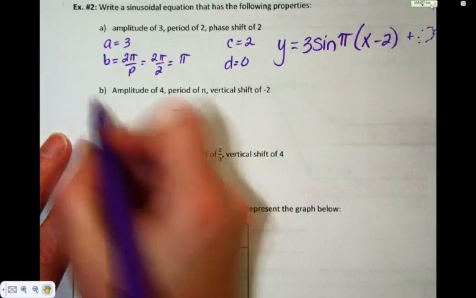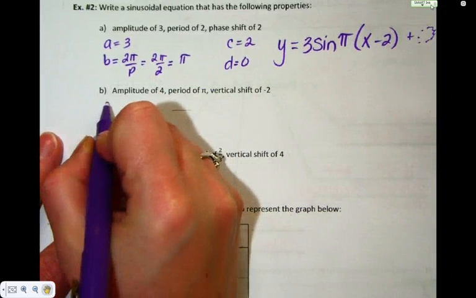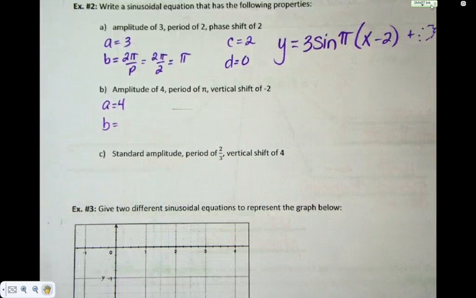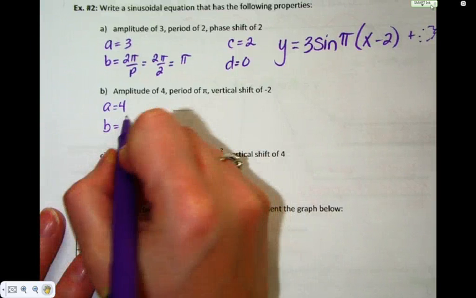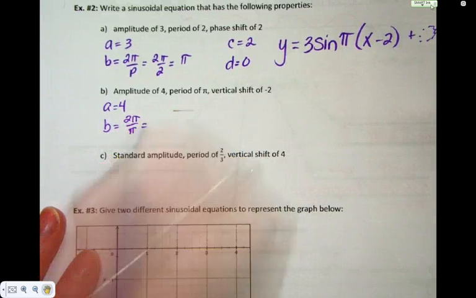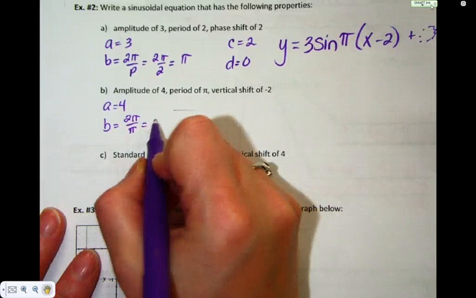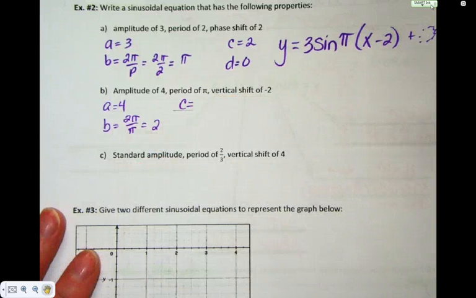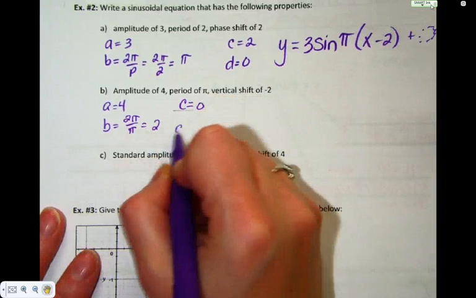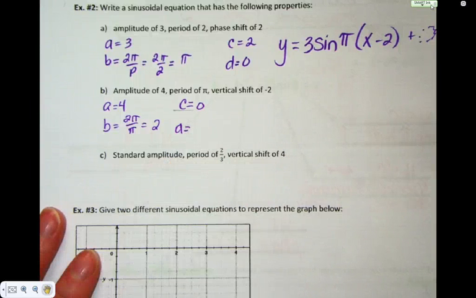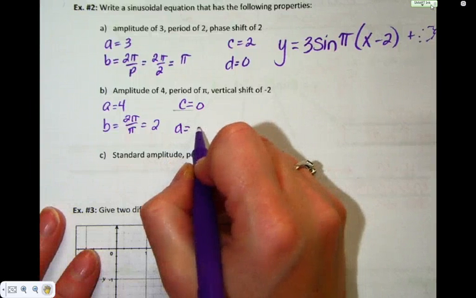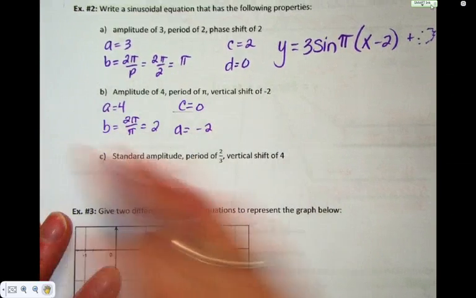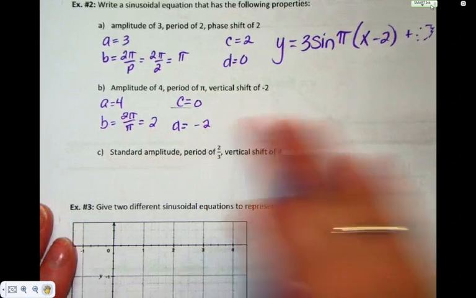Okay, amplitude of 4. What letter is going to be 4? A. Period of pi doesn't mean that B is pi, just means there's a relationship. 2 pi divided by pi, the B value is going to be 2. Do I have a C value? Nope. Do I have a D value? And D is negative 2. Again, you don't have to list them out if that's not your thing because it's very left brain. Great, you just need to give the equation.